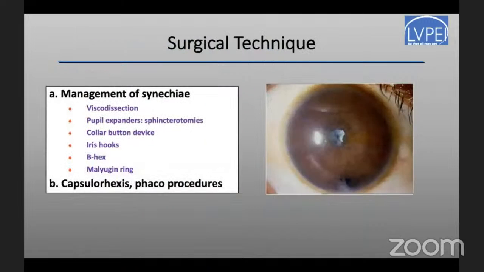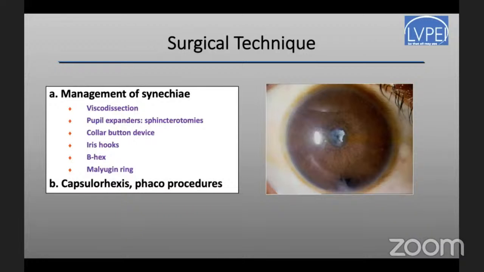The actual surgical technique consists of two important parts. The first is management of the synechia, and the second is the actual capsular rhexis and the rest of the phaco procedure. The synechia can be released just by simple viscodissection in cases where there are very small or thin synechia, but most of the time this is not possible.